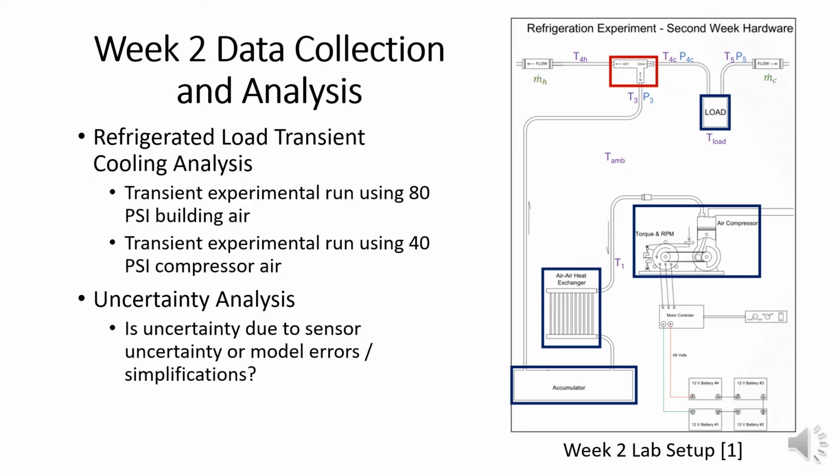Moving forward during week 2, we will have to perform a refrigerated load transient cooling analysis using both 80 psi building air and 40 psi compressor air, and compare the two transient responses. Also, we'll have to perform a numerical uncertainty analysis to determine whether most of the uncertainty was due to sensor uncertainty, or due to modeling errors or simplifications due to assumptions we made during the experiment. The figure to the right shows the week 2 laboratory setup that we will be using.